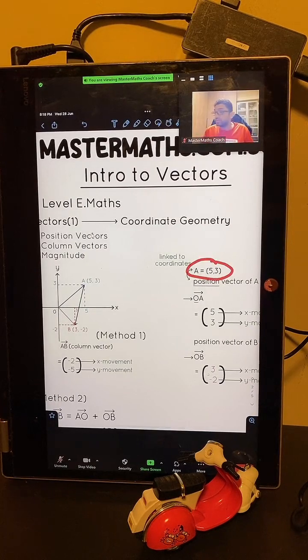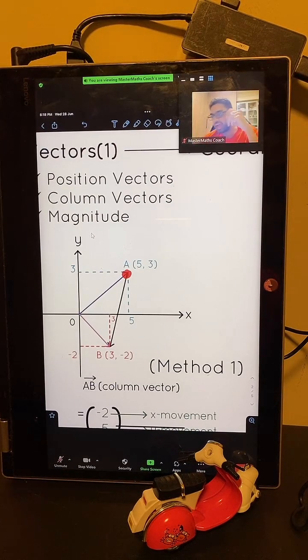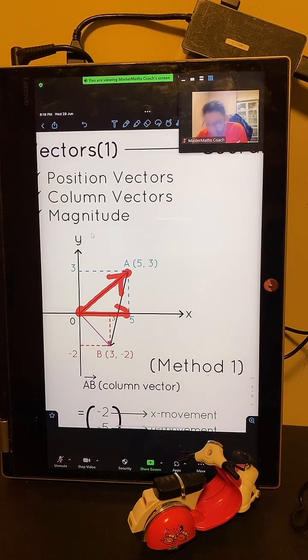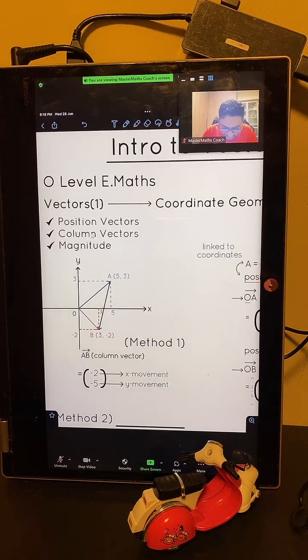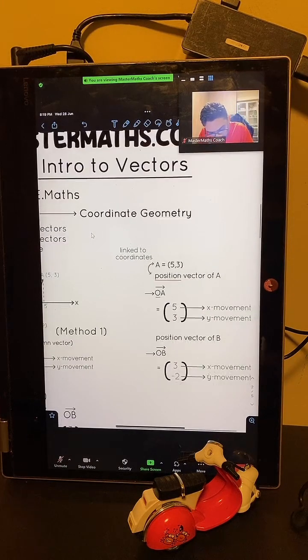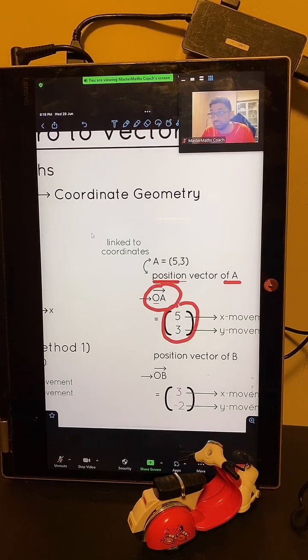Let me explain that in a little more detail. Since A is 5 and 3, if you were to sketch the x and y axes and put A there as 5 and 3, how would you go from the origin to A? Looking at the diagram, you can go from O to A by traversing 5 units across the x-axis. It's always x movement first, followed by 3 units across the y-axis. That is why the position vector is always just the coordinates itself. So the position vector of A is OA, and that is just 5 and 3. I hope this is clear for you.